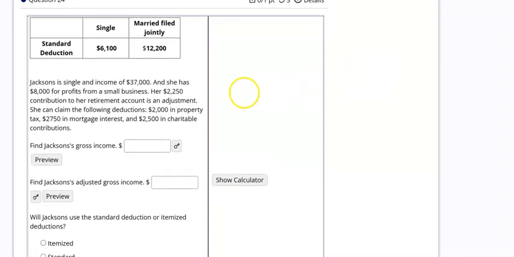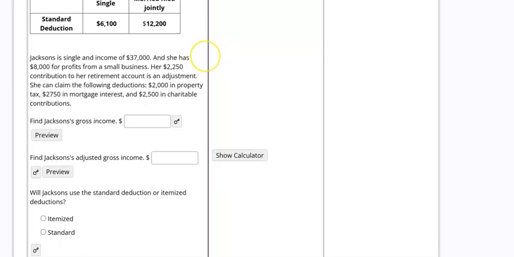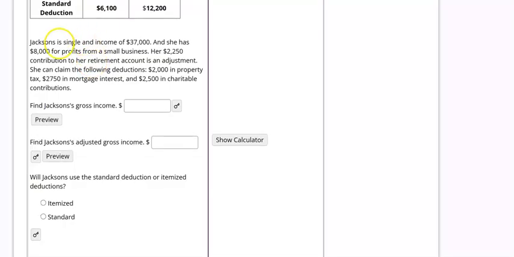Okay, this is another tax question, calculating income taxes. So here, actually, you don't have to calculate income tax. You just need to find up to taxable income. No tax calculation. You just need to find taxable income. That's it. So here's the question.